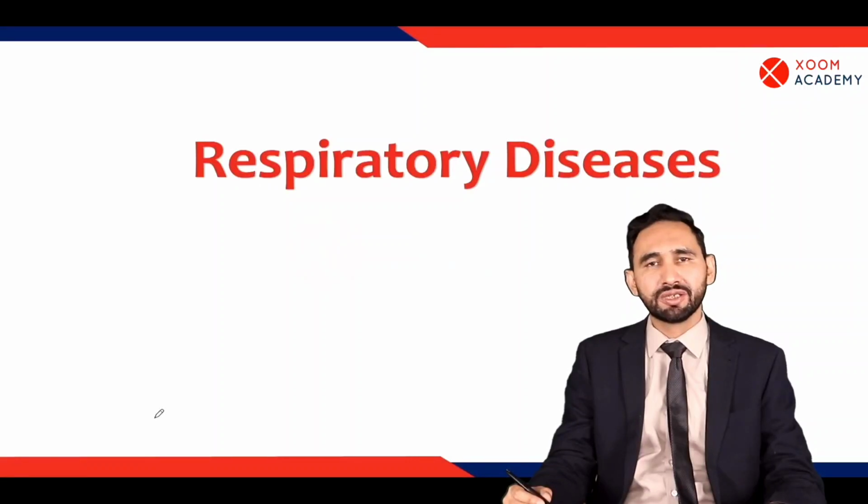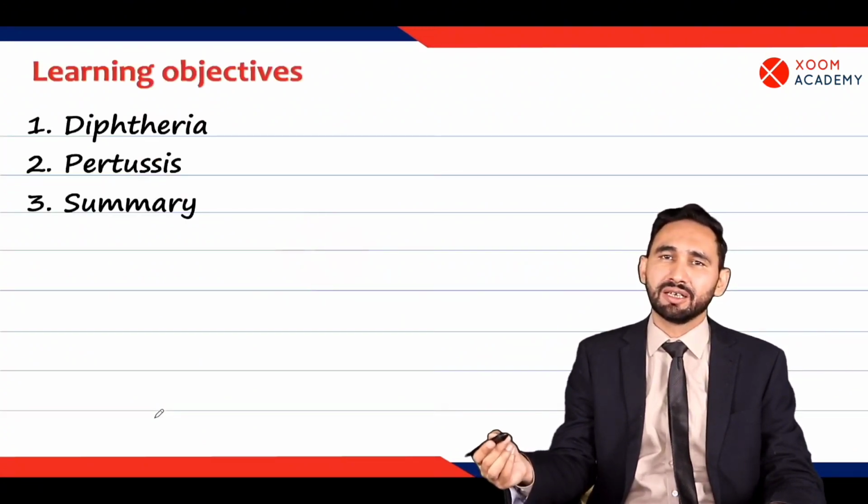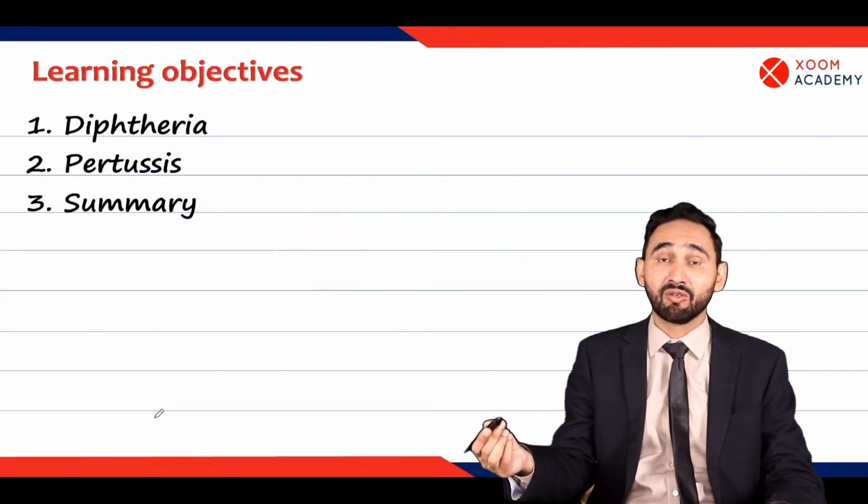While continuing with respiratory diseases, we'll discuss diphtheria and pertussis. Both are bacterial diseases of the respiratory system, both spread by droplet infection. We'll discuss this session according to the following learning objectives. We'll discuss diphtheria, its epidemiology, clinical features and management. Then we'll discuss epidemiology, clinical features and management of pertussis, which is also called whooping cough. And then we'll summarize the session.